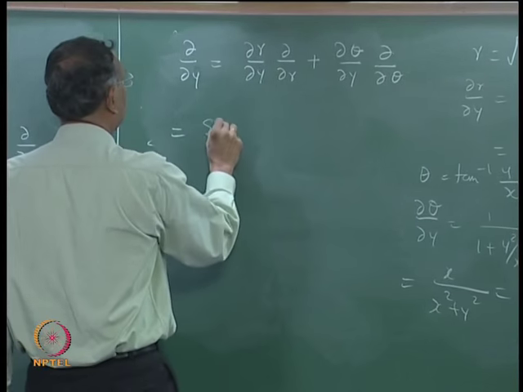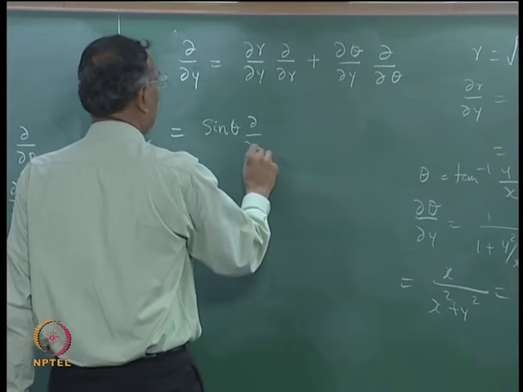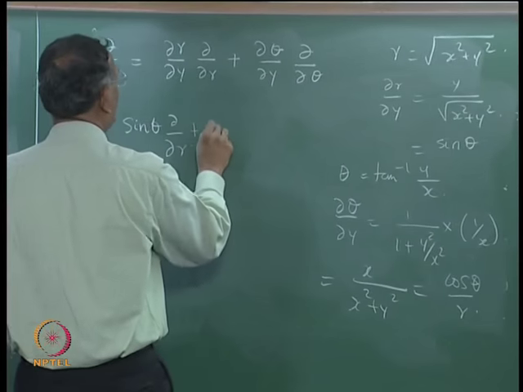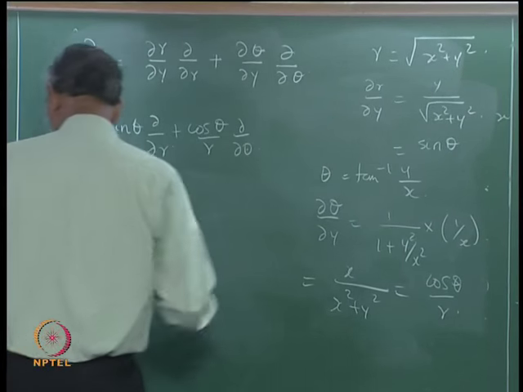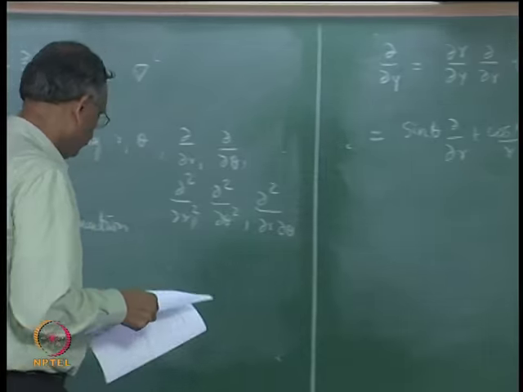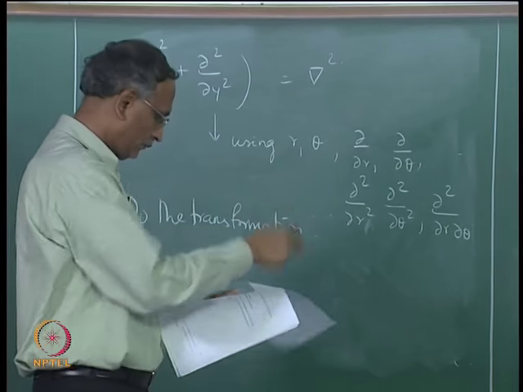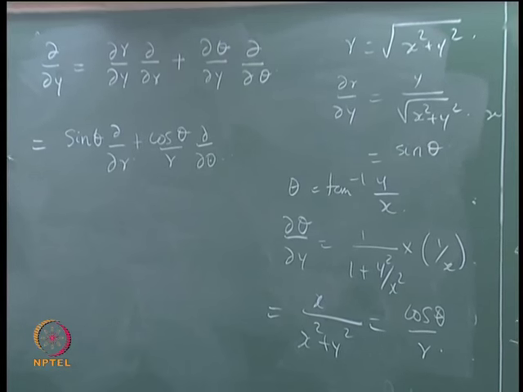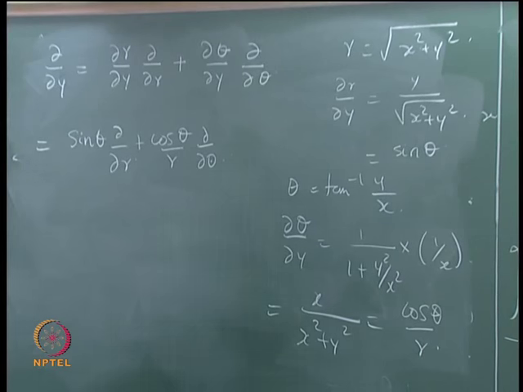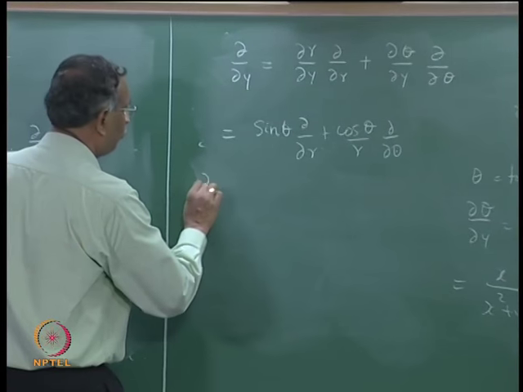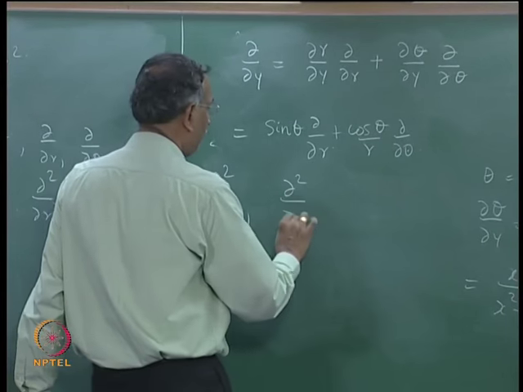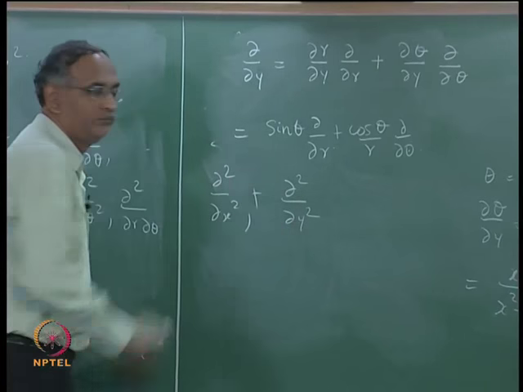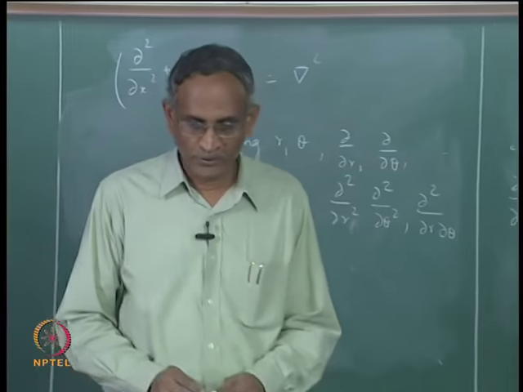sin theta ∂/∂r plus cos theta by r ∂/∂theta. Okay. Fine. So, with that, you can calculate ∂²/∂x², ∂²/∂y², and then do the sum. Okay. So that is a two-dimensional transformation.